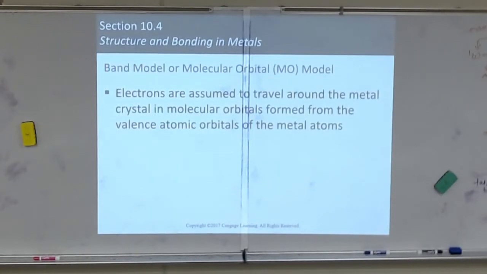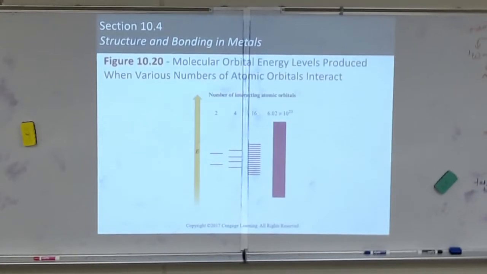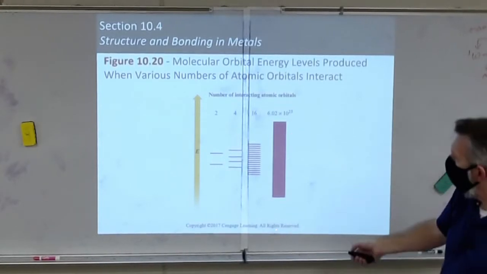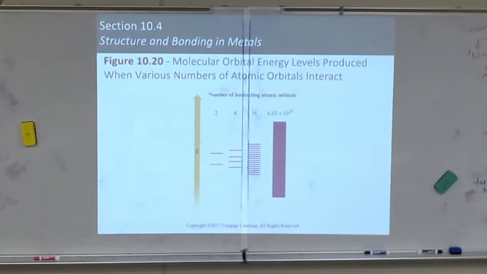All right, so we've got band models or molecular orbital models. We're going to assume them to travel around in molecular orbitals formed from the valence electrons of the metal atoms. And so I don't really want to dig too much into this. I just want to show you what's going on here. That if I had just two, we'd have two interacting. But if I have 6.0 times 10 to the 23rd, you create this whole band of interacting atomic orbitals. If I have a mole of something, then I've got a whole mess. And so this creates a solid level of interaction here.